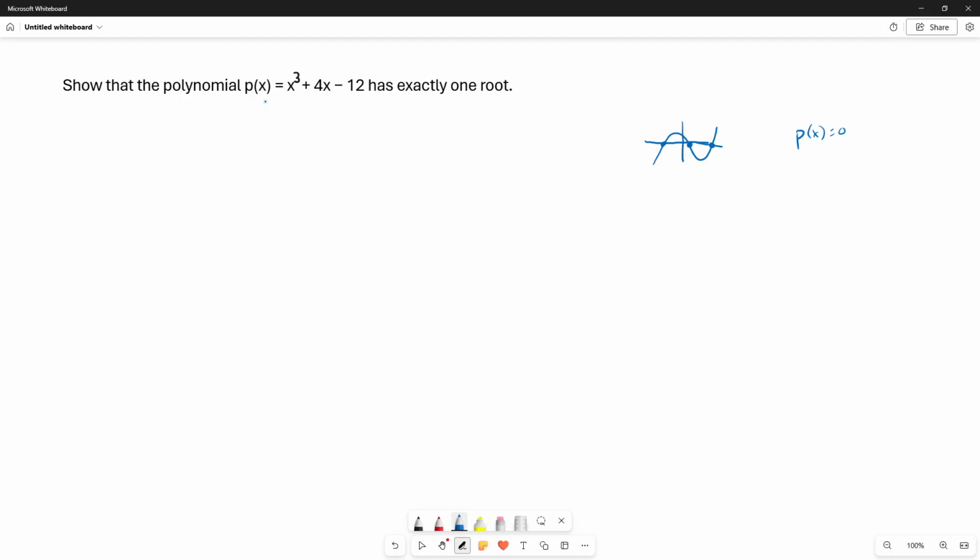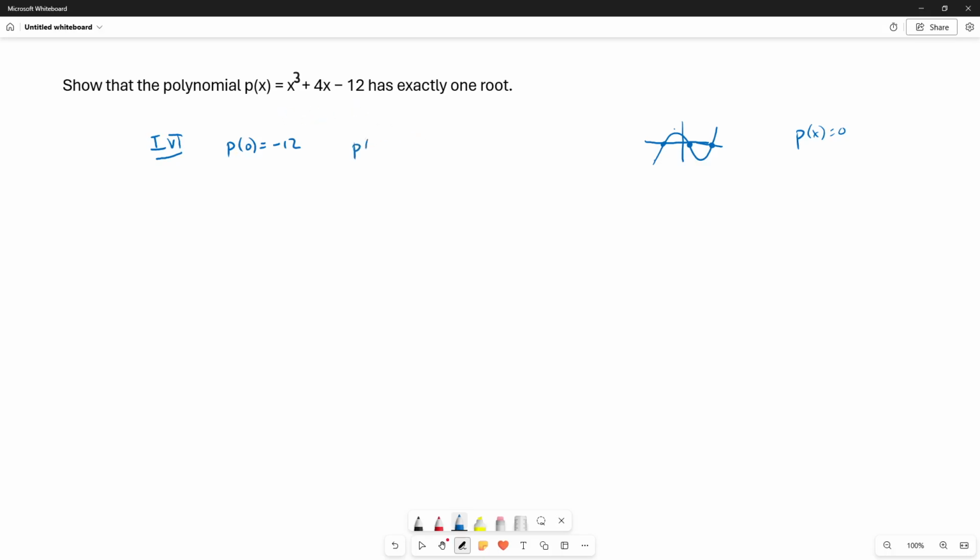Let's see why. Well, first, let's show that it has a root, and we'll use the intermediate value theorem to show that it has a root. Let's calculate p of 0. That's easy enough. P of 0 is the constant term, negative 12. Now let's see if we can find an x value where the output will be positive, because this output was negative. And if the polynomial crosses from having a negative value to a positive value, then it must have a root in between by the intermediate value theorem. Of course, this is because our polynomial is continuous, and so the intermediate value theorem can be applied.